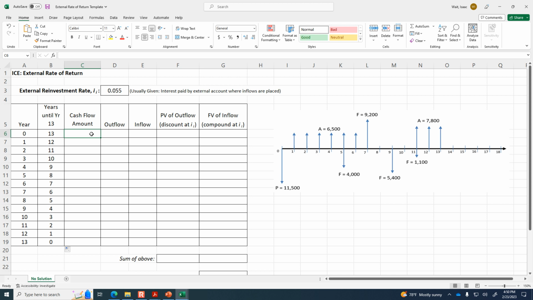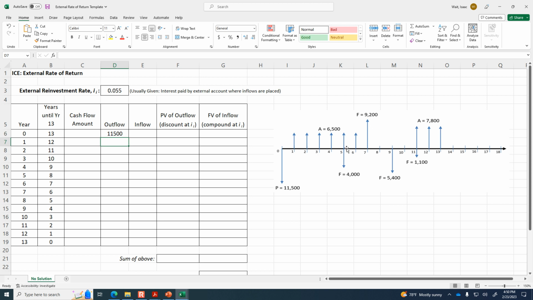Okay, now we'll put the amount in each year, and I'll just differentiate between the outflow and the inflow. Maybe I won't even bother putting this column in, but for example, the outflow. Since it's called outflow, I know that that's a minus sign. So the word outflow means that I don't have to put the minus in front of it. So 11,500 is the outflow in year 0.